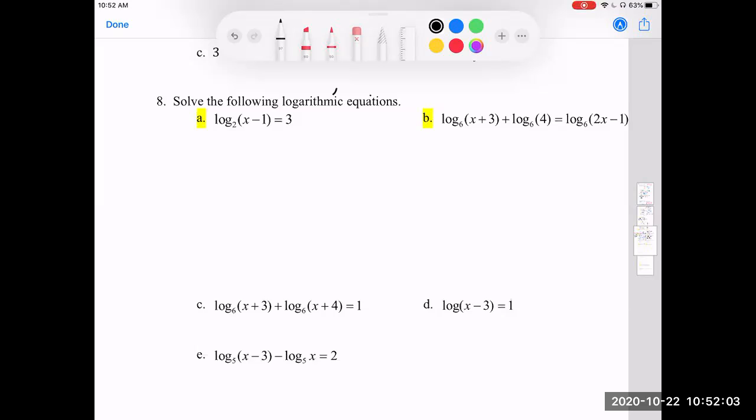So for the first one, we have log base 2 of x minus 1 equals 3. I don't know what to do. I'm kind of stumped that x is in the argument of the logarithm. Maybe if we write it in exponential form, I can make sense of what we have. So let's go ahead and rewrite it in exponential form.